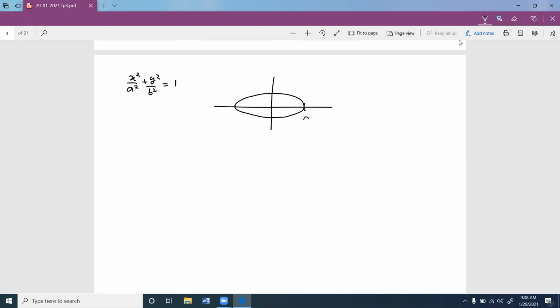This is A and this is A. But the focus is AE, because you know that A is a less than 1 value. Therefore, AE comes to this point. This is AE. That's a factor to understand. This is minus AE.